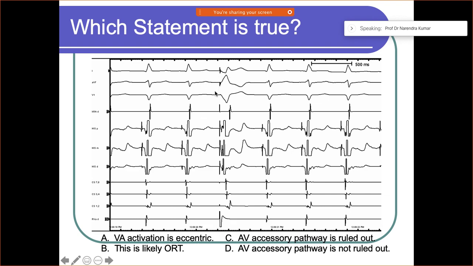So over here, what has been done? Here's the refractory PVC that has been given. And then, are you able to pull in or pull out?